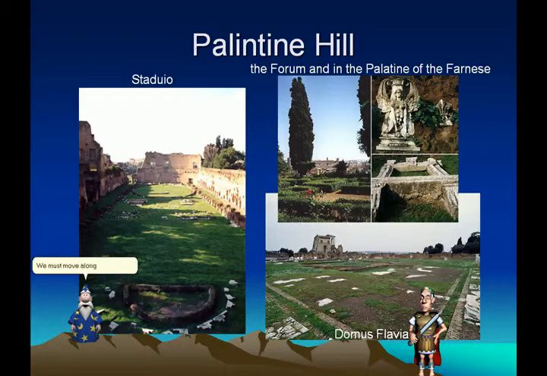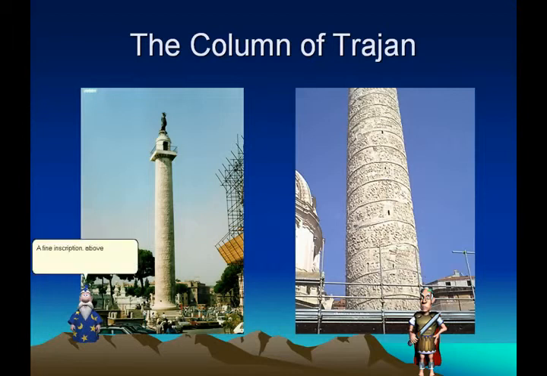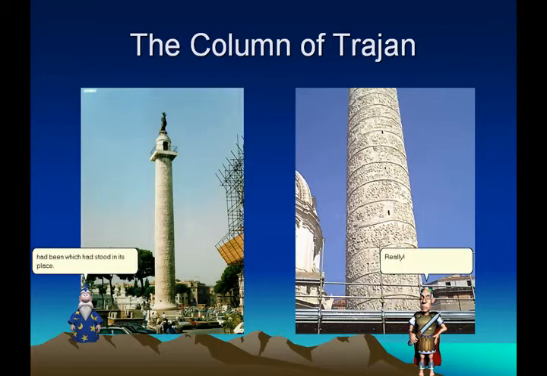We must move along. The old Trajanesque column, built in 113 and nearly 100 feet tall. A fine inscription above the door at the base records that it was erected by the Senate and the people of Rome to the Emperor Caesar Nerva Trajan Augustus, to show how high the hill had been which had stood in its place. Really?